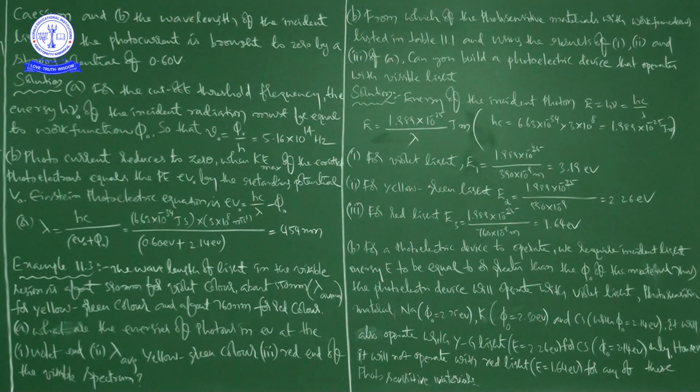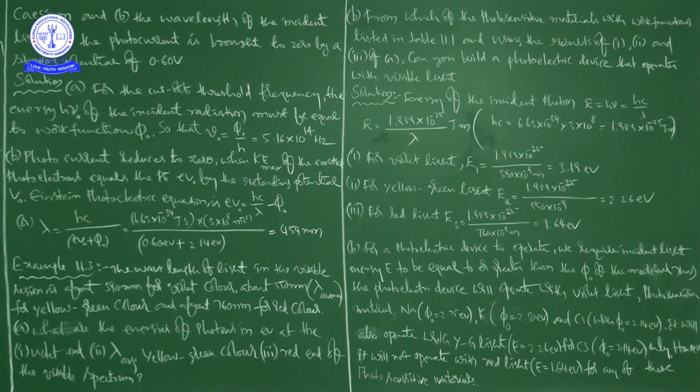Next, B. From which of the photosensitive materials with work functions listed in table 11.1, using the results of 1, 2 and 3 of A, can you build a photoelectric device that operates with visible light? Okay, right. See here. We have to just compare. It is very simple because you just compare.